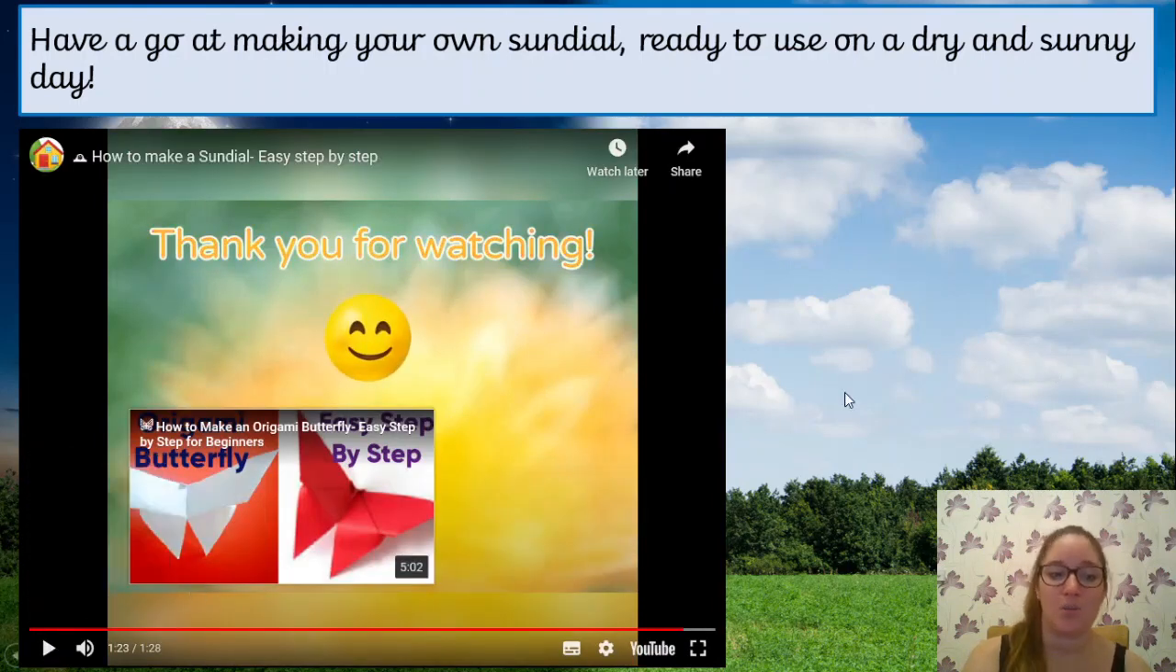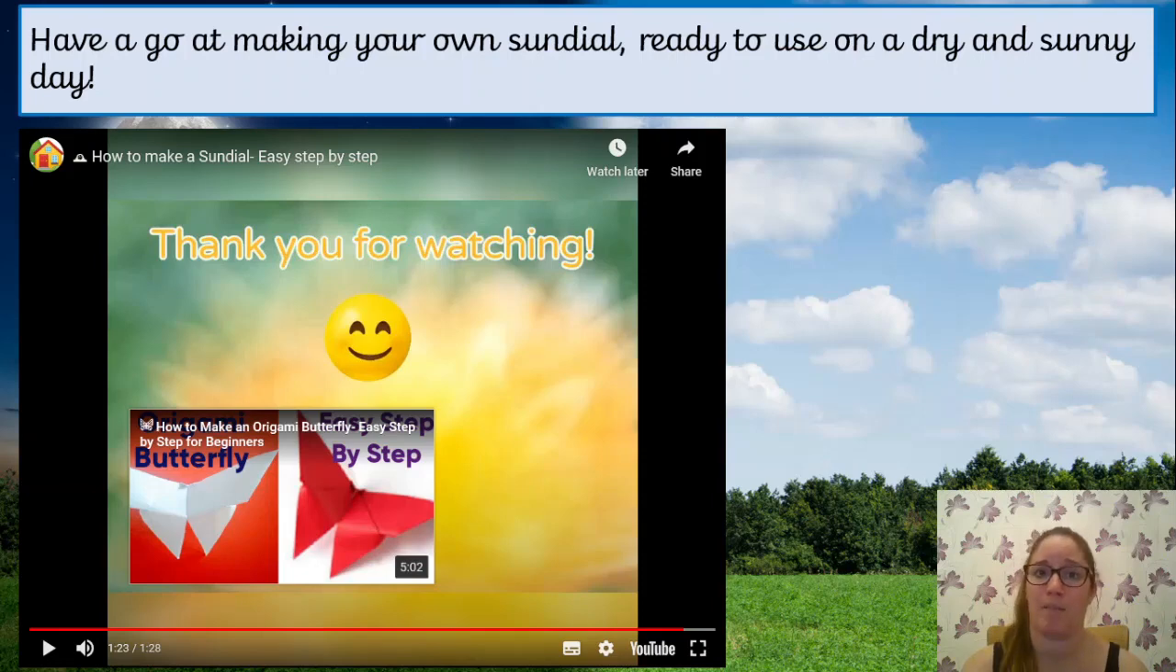So if you do want to make your own sundial, then you can do it with the paper plate. However, you don't need to. You can just do it with a bit of circular paper. You can cut out a circle. You could perhaps use a blob of Play-Doh or Blu Tack and stick a twig in it to represent the gnomon, which will show you the shadow, or perhaps a pencil. So it doesn't have to be complicated. It can be as simple as you like.